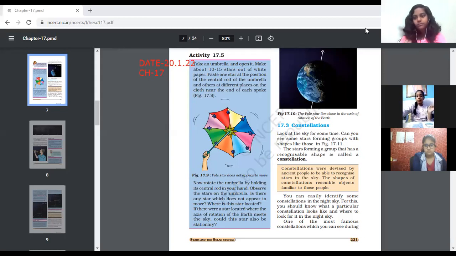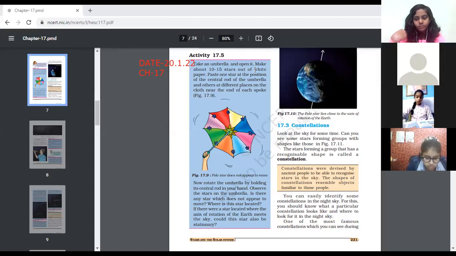Today in this class, we'll continue with chapter number 17. Yesterday, children, we discussed why stars appear to move from east to west. So we got the reason for this as the earth moves from west to east. After that, we discussed the pole star. There is one fixed star in the northern sky which does not move at all.